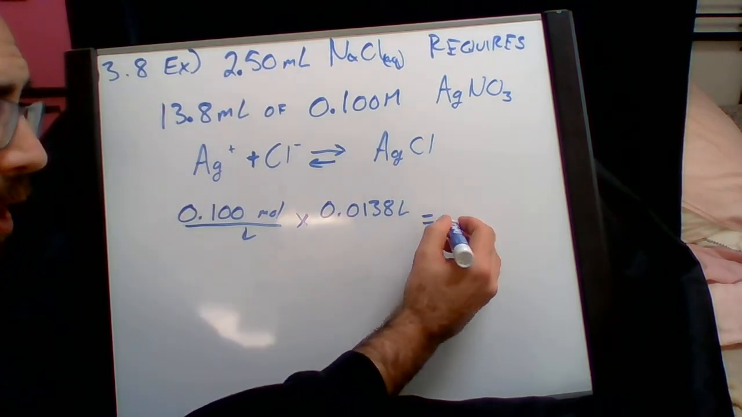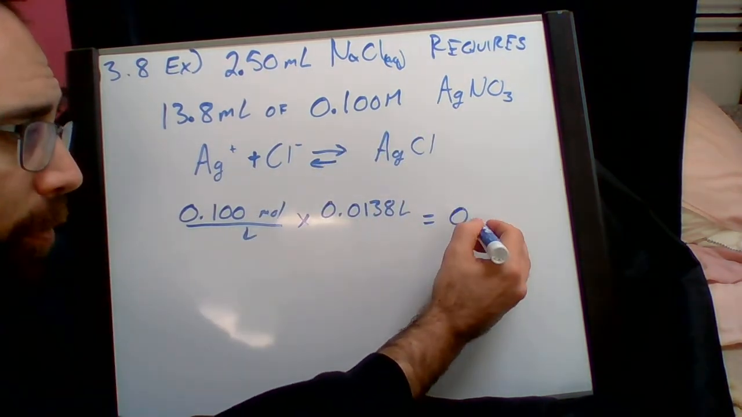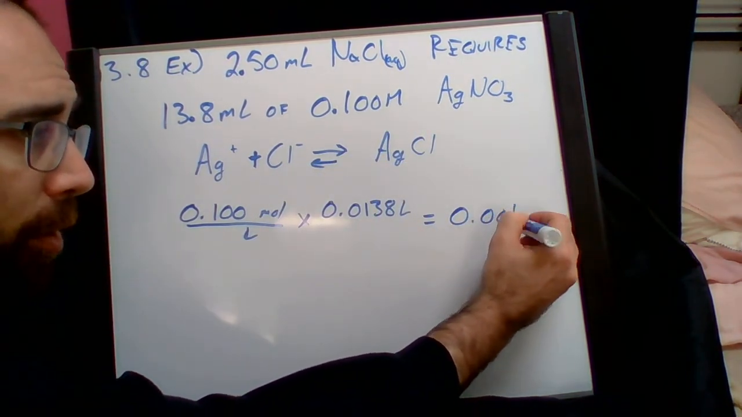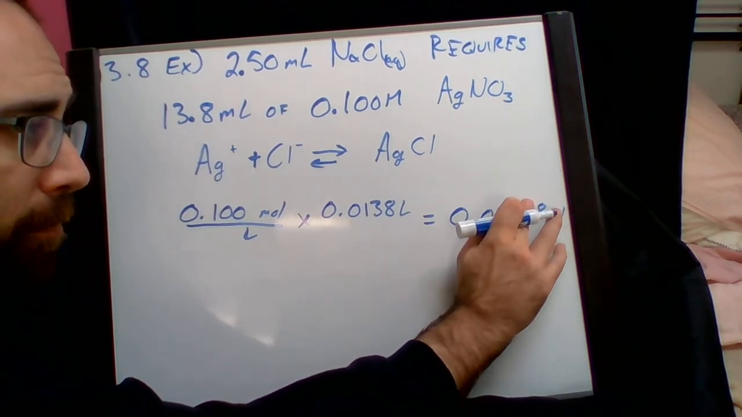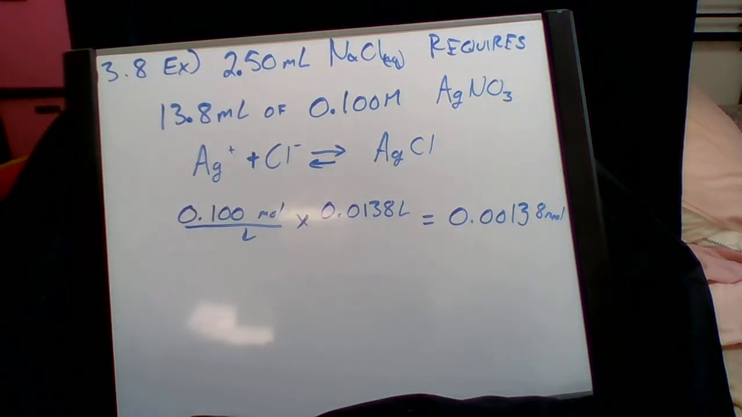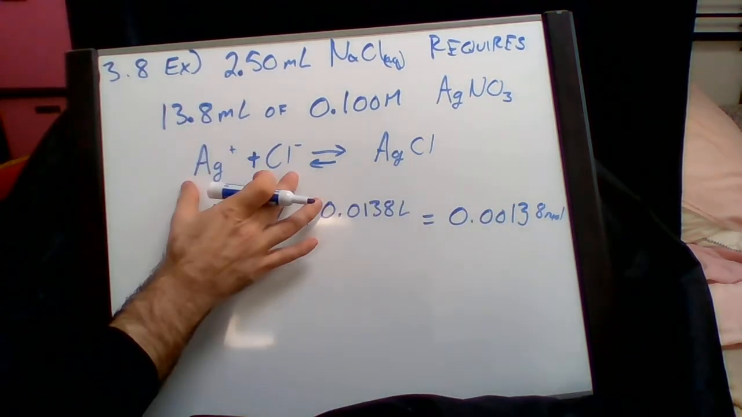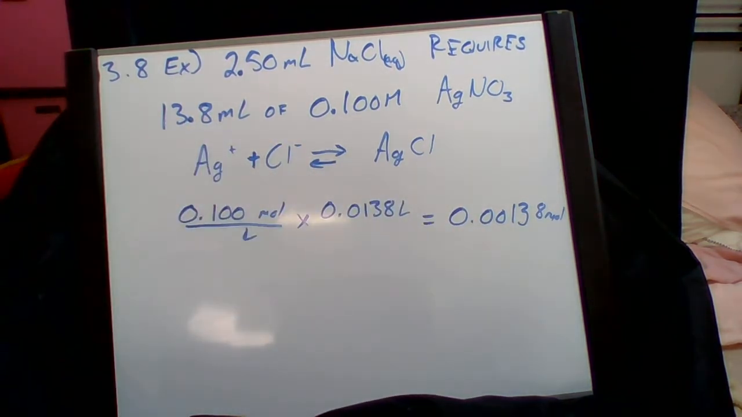And this lets us know that we needed 0.00138 moles of silver. Okay, and now since we had that 1-to-1 ratio, that means that that is also our number of moles of chlorine in our sample.